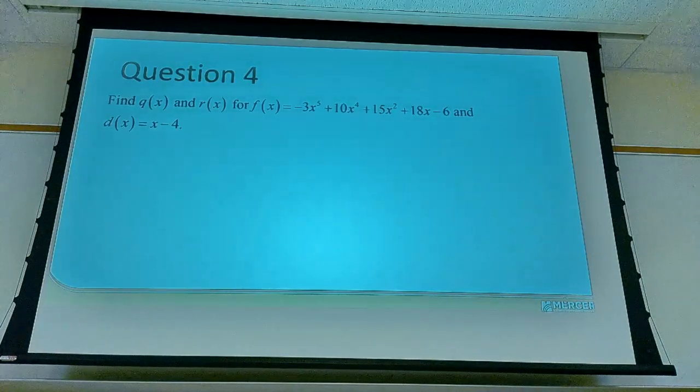Are we able to use synthetic? Yeah. What is the constant? 4. Now list out, in descending order of powers, the coefficients. So what are your coefficients? -3, 10, 15, 18, 6. Like that? Yeah.